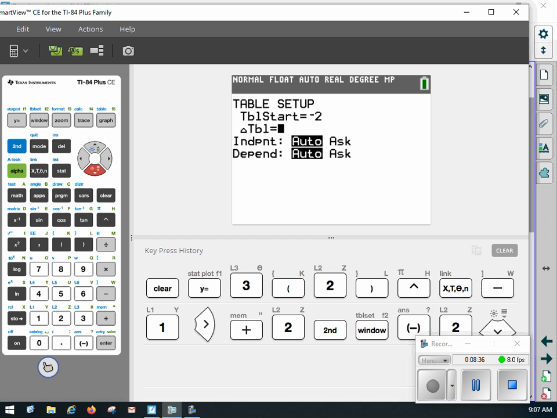And we want delta table, meaning how do I want to count? Do I want to count by ones? Yep, I want to count by ones. Now go to table, which is the second graph.